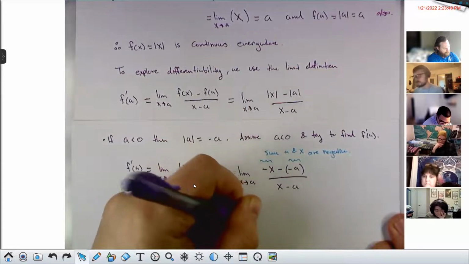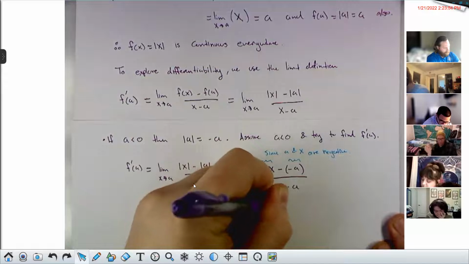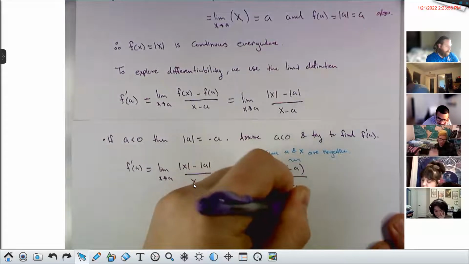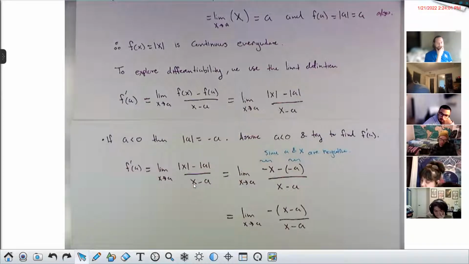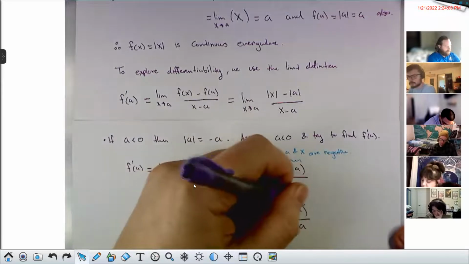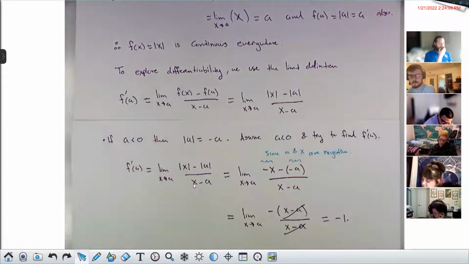So we get the limit as x goes to a. You can factor a negative out from this, and what's left in there is x minus a, and downstairs here is also x minus a. Cancel, and you get -1. In other words, if a is negative, then the derivative of the absolute value function is -1.